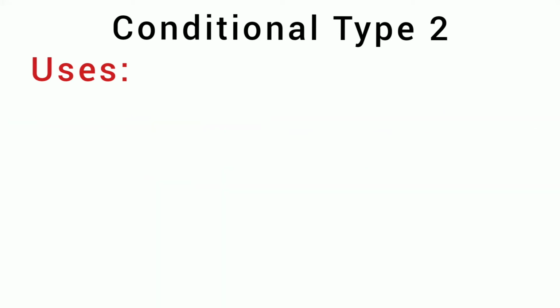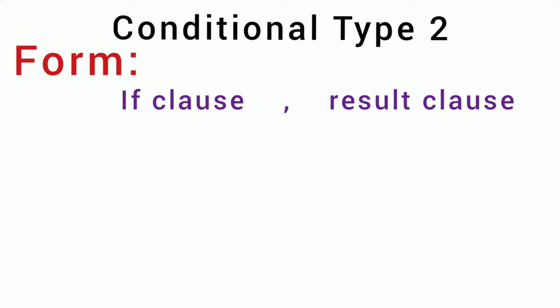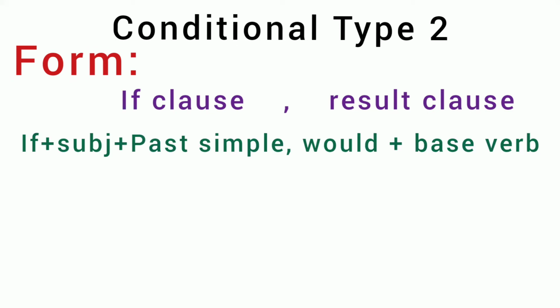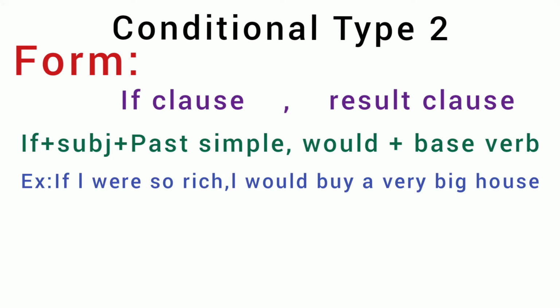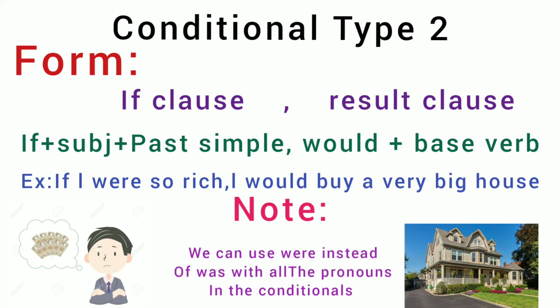Okay, we're going to see different examples, but first we start with the form. يعني قبل إعطاء الأمثلة نبدأ بالقاعدة وهي if clause and result clause. في ال if clause لدينا if plus subject plus past simple, and for the result would plus base verb. So as an example here we have if I were so rich I would buy a very big house. يعني لو كنت غنيا جدا لاشتريت منزلا كبيرا.